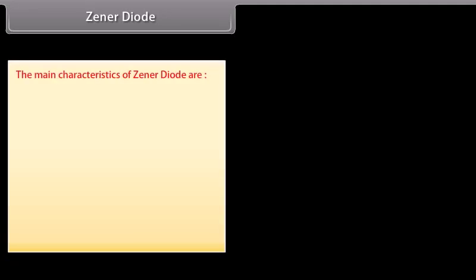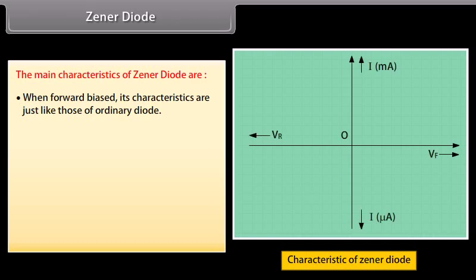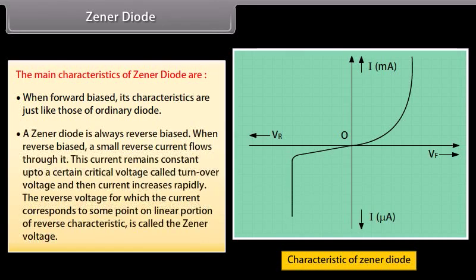The main characteristics of a Zener diode are: when forward biased, its characteristics are just like those of an ordinary diode. A Zener diode is always reverse biased. When reverse biased, a small reverse current flows through it. This current remains constant up to a certain critical voltage called the turnover voltage, and then the current increases rapidly. The reverse voltage for which the current corresponds to some point on the linear portion of the reverse characteristic is called the Zener voltage.